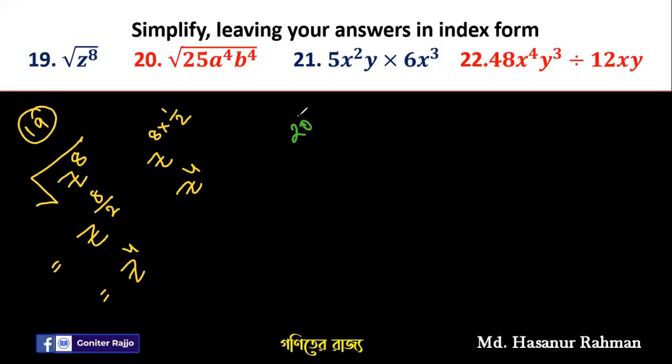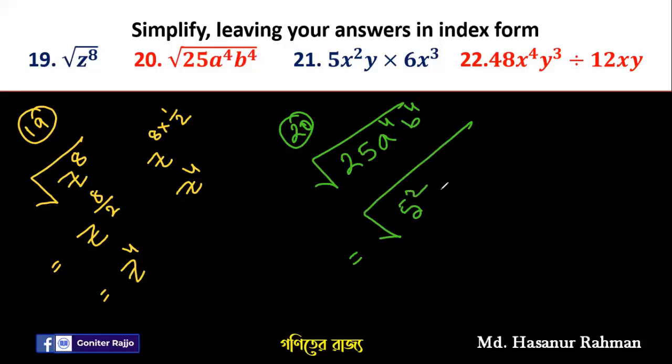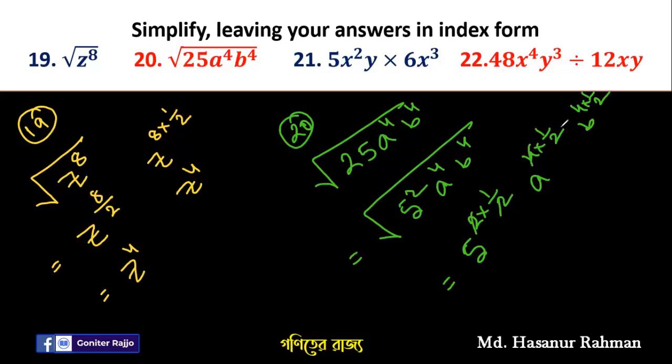Now 20. 20 says square root of 25 a to the power 4 b to the power 4. Here 25 means actually 5 square, a to the power 4, b to the power 4. We know that square root means we have to divide the power by 2, or we can multiply the power by half. So 5 to the power 2 multiplied by half, a to the power 4 multiplied by half, b to the power 4 multiplied by half. So 2 and 2 will go, 4 by 2 that will be 2, 4 by 2 that will be 2. So the answer will be 5 a square b square.